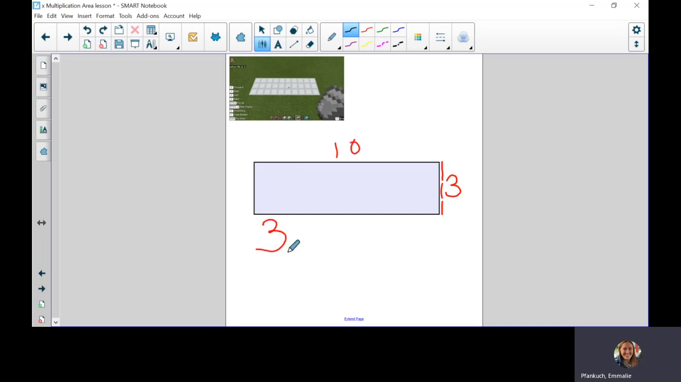And we can say the length, which is 3, times 10, which is the width, equals 30 square units.